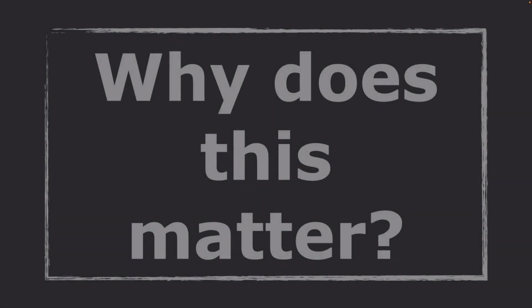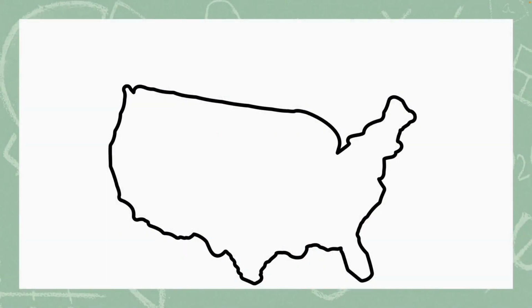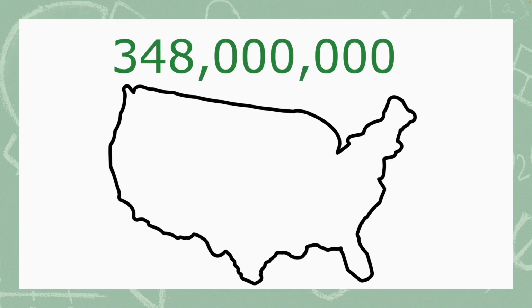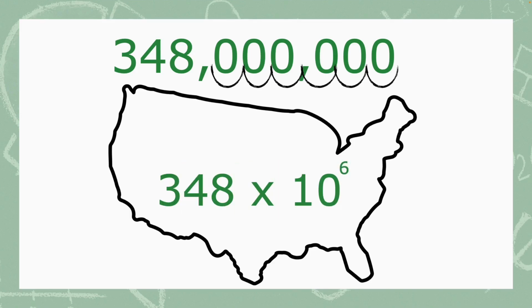Now, at this point, you might be asking, why does this even matter? This is super helpful when we're writing very big numbers that have many zeros. Let me give you a couple examples. The population of the United States is 348 million. Do you see all those zeros? Let's count them. 1, 2, 3, 4, 5, 6. We can use the power of 10 to rewrite this number instead of writing out all those zeros. Instead, we can take all the digits in front of the zeros, or 348, and multiply it by 10 to the power of 6, because there were 6 zeros.